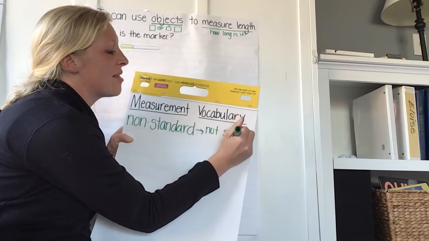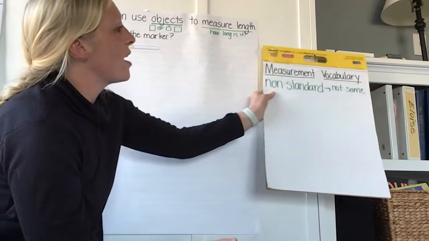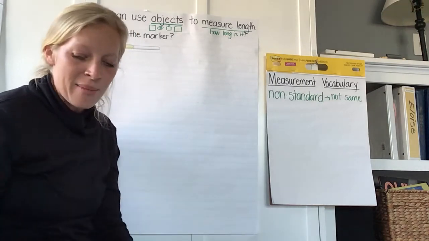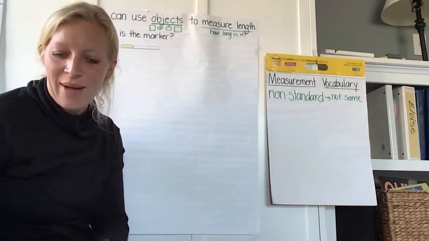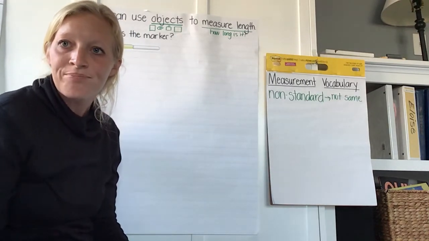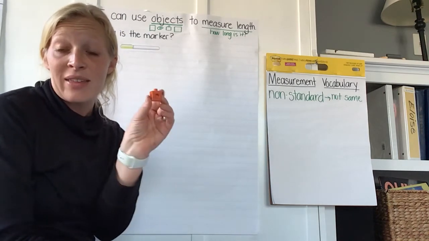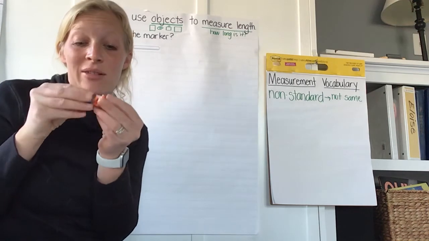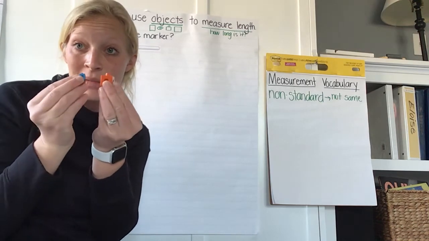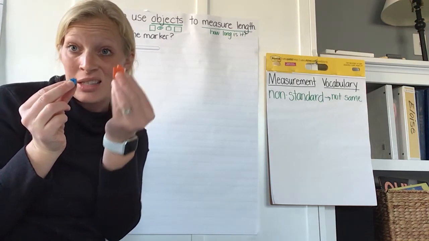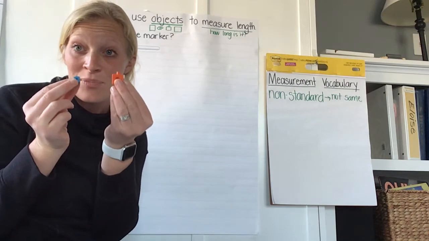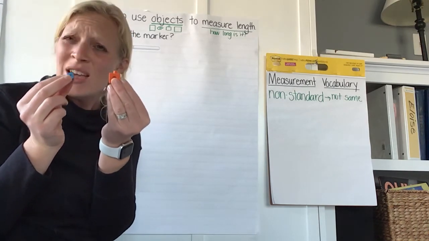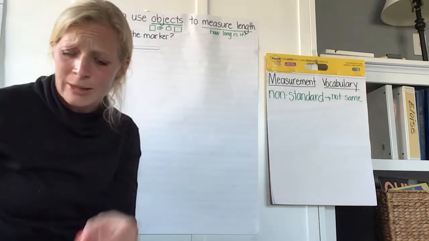A non-standard unit of measure means that it's not the same for everybody. That means that when I say, hey, I used my cubes to measure that, it was 8 cubes long. Cubes might look like this to one person, but they might look like this to somebody else. Talk to me about this. Are you going to have as many cubes long in one of these as the other? No. So we wouldn't get the same measurement with these.